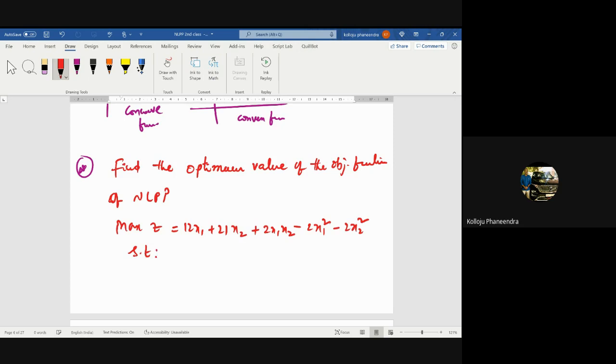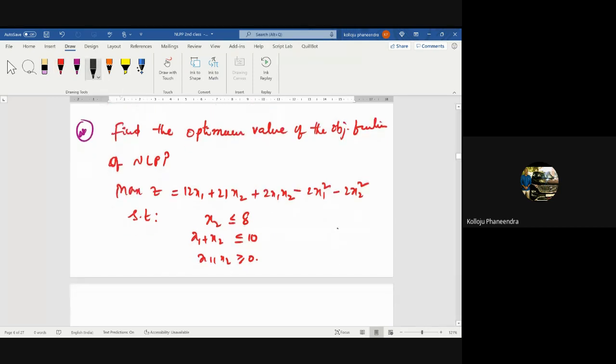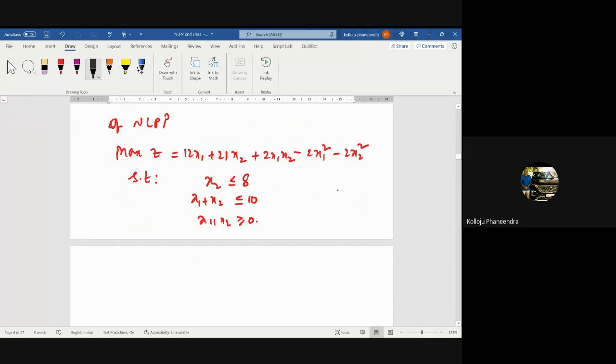Subject to the constraints: x2 less than or equal to 8, x1 plus x2 less than or equal to 10, and x1, x2 greater than or equal to 0. This is a nonlinear programming problem with 2 constraints. What is the constraint type? Less than or equal to. So first convert them to equality type.